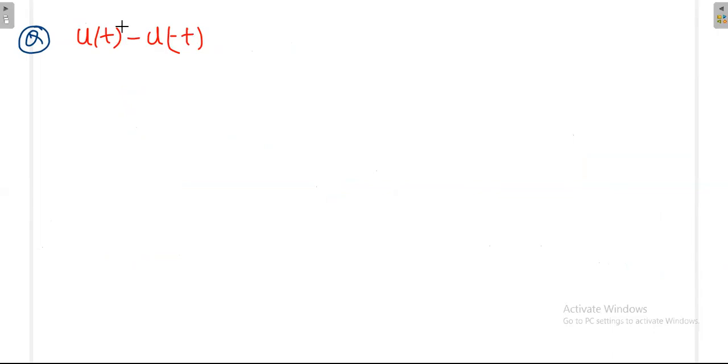Okay, you can do this directly, or otherwise you can also do it like this: u of t plus or minus u of minus t. You can do the negative operation here, or if you want to do the addition operation, then you have to represent the signal in this manner.